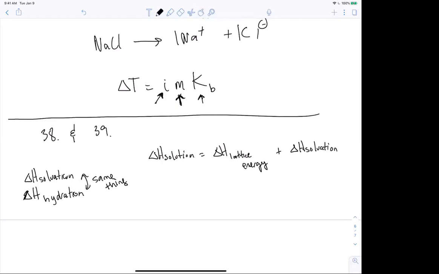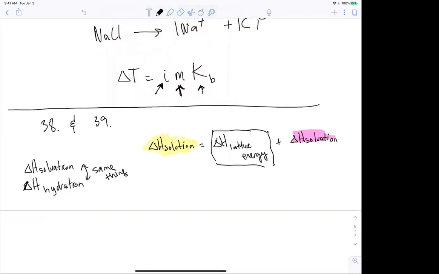For example, in number 38, my enthalpy of hydration, which we just said is this, they give us a number for it: negative 5,247 kilojoules per mole. And for the enthalpy of solution, they give us another number, minus 27 kilojoules per mole. Then it asks us to calculate the lattice energy, so you just solve for that. Delta H of lattice energy would equal the delta H of solution minus the delta H of solvation, which they're calling hydration in this problem. And you just end up with some number.